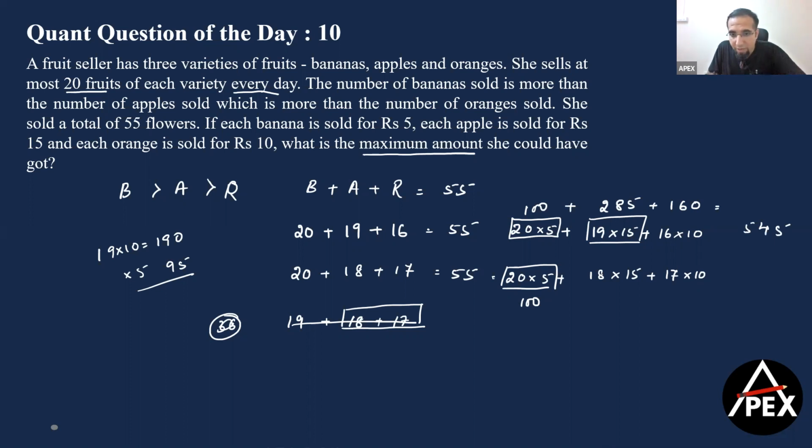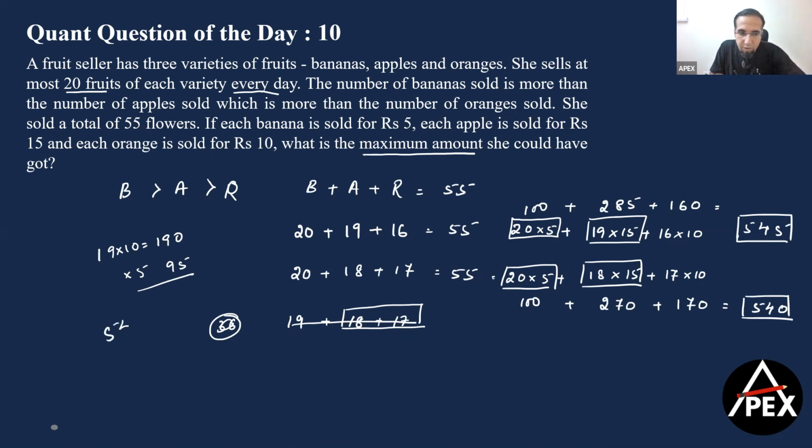Clear? In this case, what do I get? I get this as 100. 18 into 15. 18 tens are 180. 180 plus 90 is 270. 270 plus this gives me 170. Now this will give me how much? 170 plus 270 is 440 plus 100 is equal to 540. Clear? So if I want the maximum amount possible, the maximum amount possible is going to be 545.